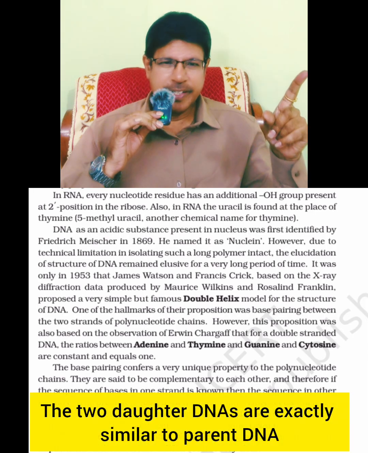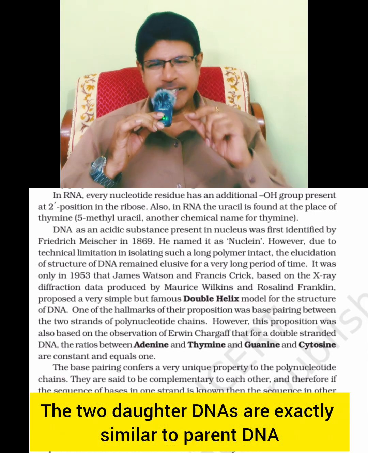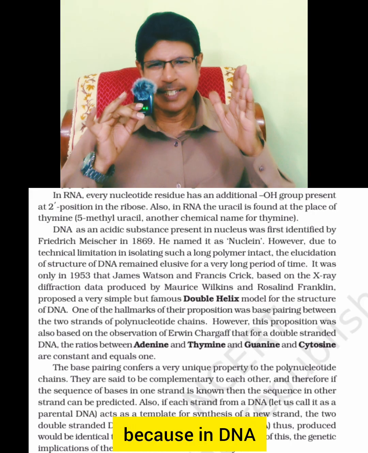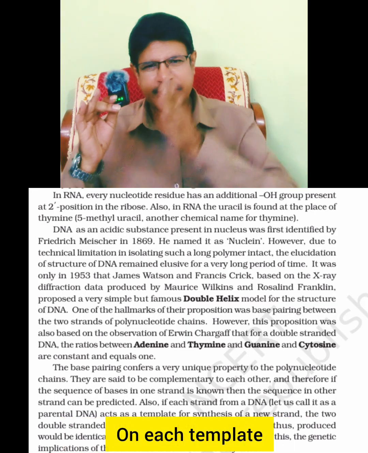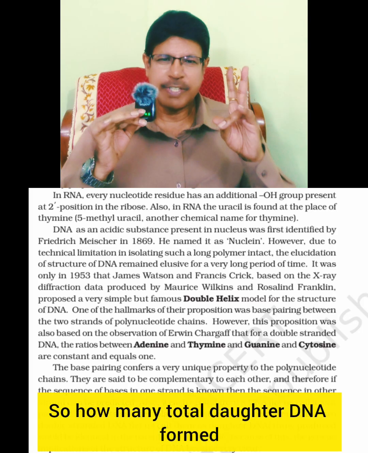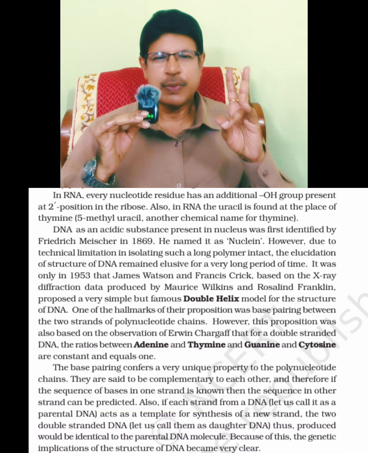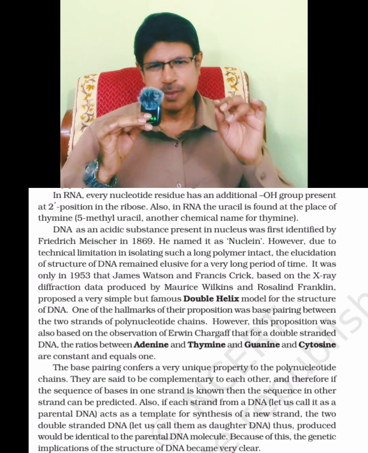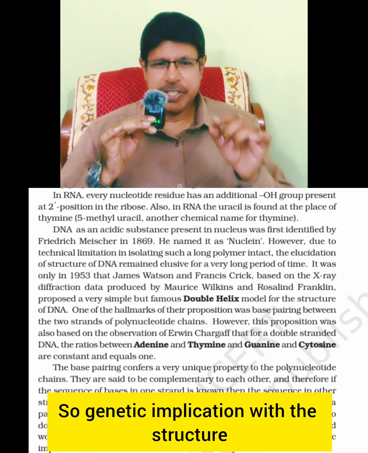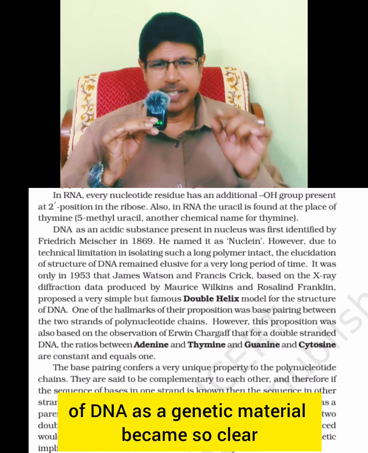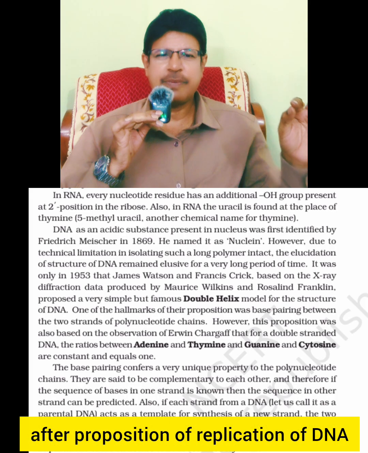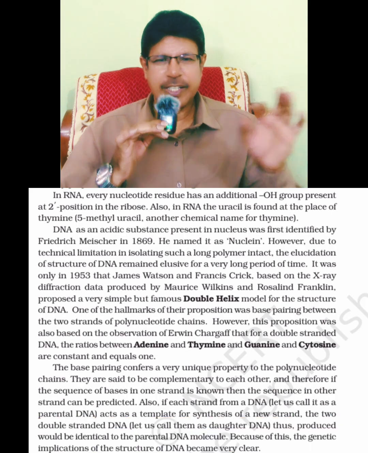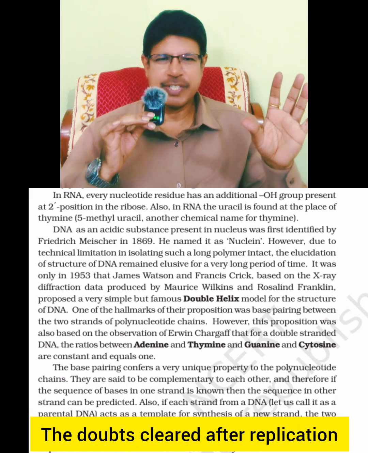The two daughter DNAs are exactly similar to the parent DNA because in DNA, two strands act as templates. On each template, a new strand is formed. So, how many total daughter DNAs form? Two daughter DNAs. So the genetic implication of the structure of DNA as a genetic material became so clear after the proposition of replication of DNA. The doubts were cleared after replication.